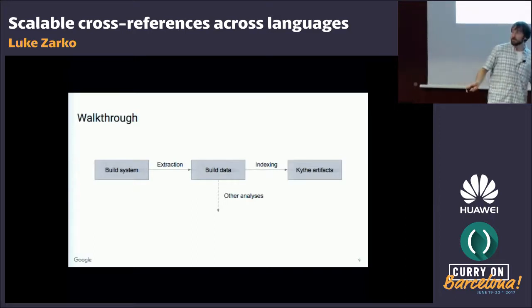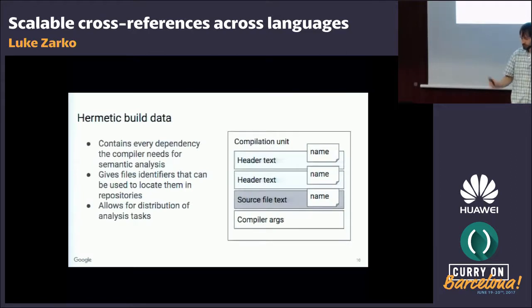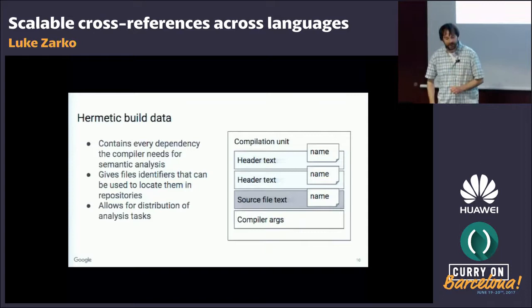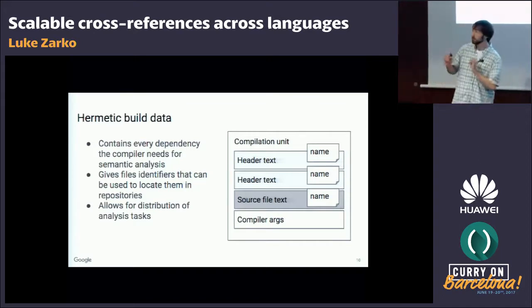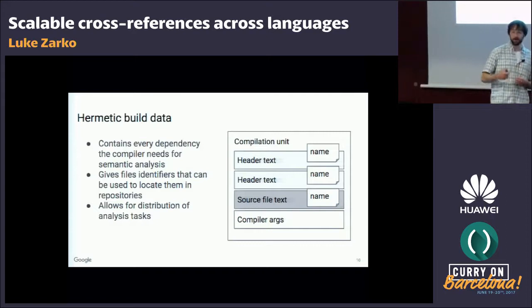What does the build data look like, right? So after we start with the build system, we produce something. This build data has an interesting property in that it's hermetic. It contains every dependency your compiler needs to do semantic analysis. It also gives files identifiers that can be used to locate them in those repositories. So this is where we abstract away the necessity to understand your build system or your Subversion instance.